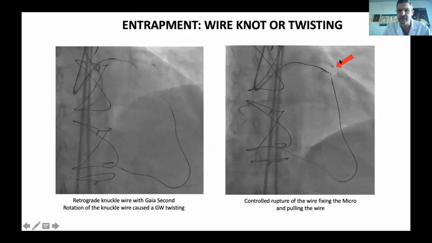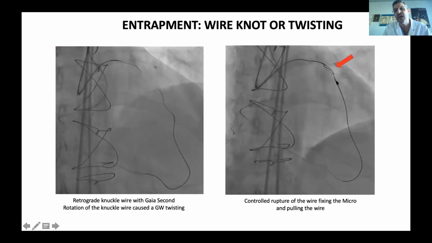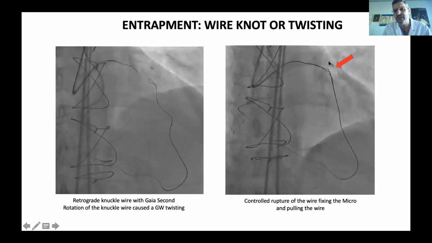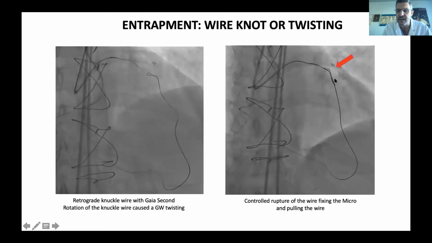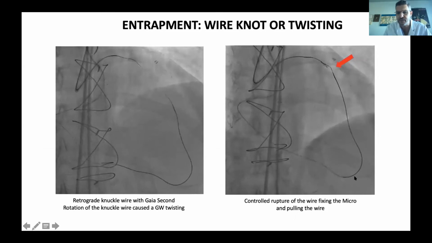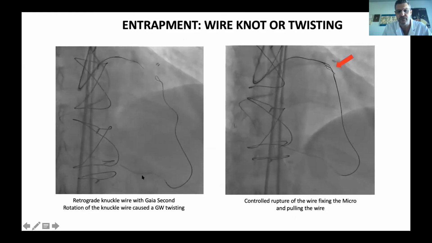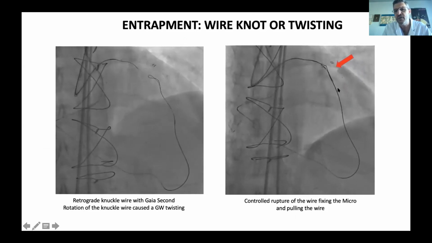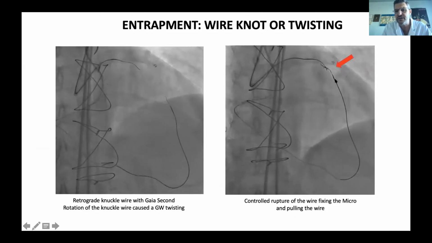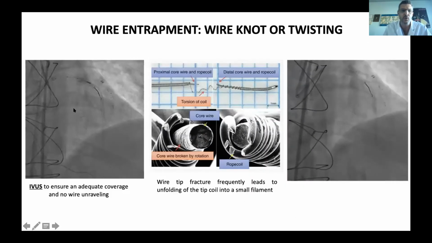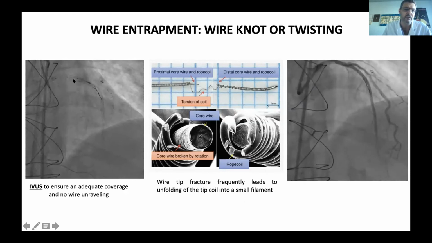This is a knot that we had during a retrograde attempt with a knuckle wire. This was a Gaia wire that was knuckled, and we had a knot of the wire that made the retrograde retrieval of the wire impossible. So in this case, we went through a very tiny and tortuous epicardial channel, so no need to remove the wire with the knot because of safety reasons. So we decided to go on with a controlled rupture. We created a controlled rupture, pulling the wire into the microcatheter, and after that checked with IVUS to be sure to have a complete coverage of the fragment of the wire by the stent.